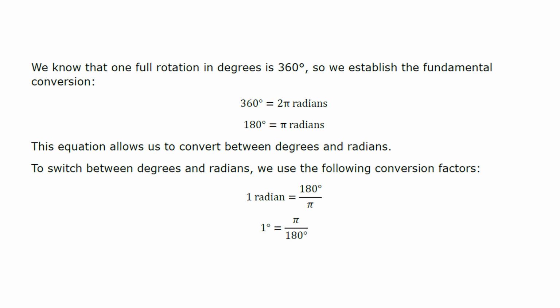And if we were to divide both by 2, we would then be able to state that 180 degrees equals pi radians. So this equation allows us to convert between degrees and radians. To switch between degrees and radians, we'll use the following conversion factors. 1 radian equals 180 degrees divided by pi, and 1 degree will equal pi divided by 180 degrees.